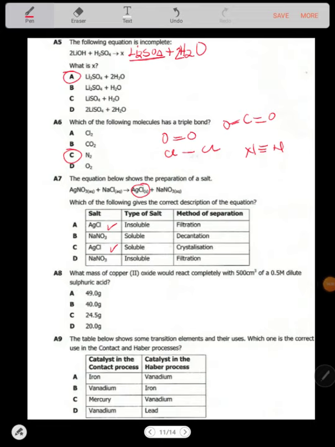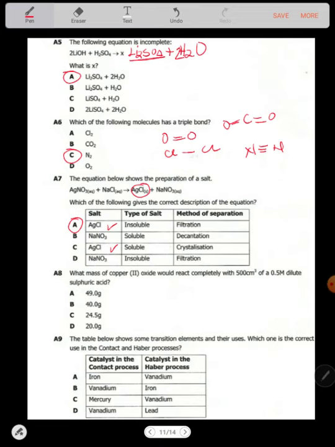Type of salt, is it soluble or insoluble? Silver chloride is insoluble, it's an insoluble salt. And it's filtration. The answer is A. Method of separation, can you separate an insoluble salt by crystallization? No, it's by filtration. Simple as that. So the answer is A.